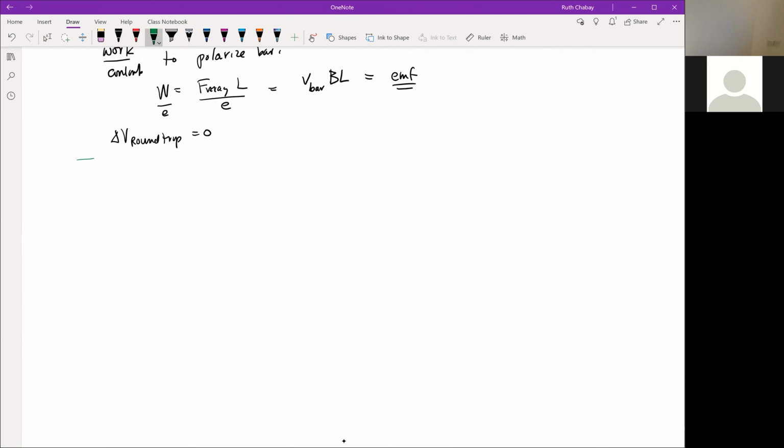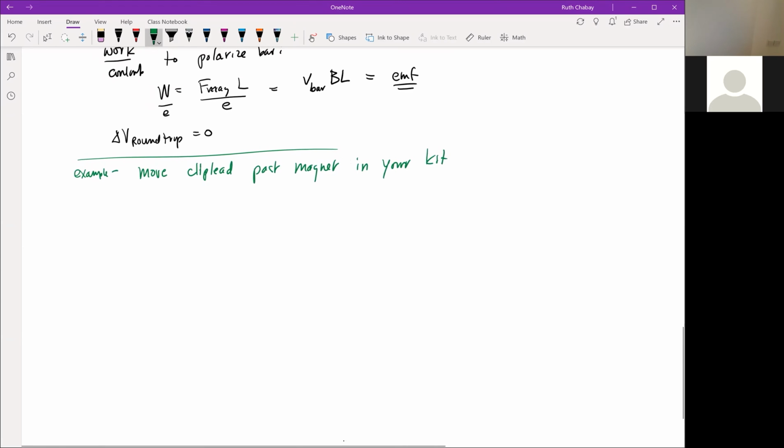So let's think about an example. If we move a wire from our electricity kit, so move a clip lead past the magnet in your kit, so here's the magnet from your kit, and you move a wire, say, out of the board. What would the EMF you'd get in this wire be?